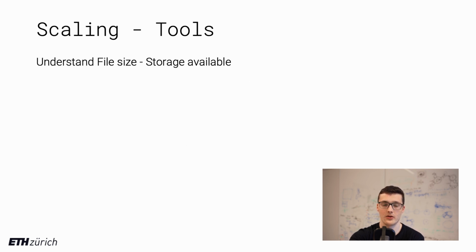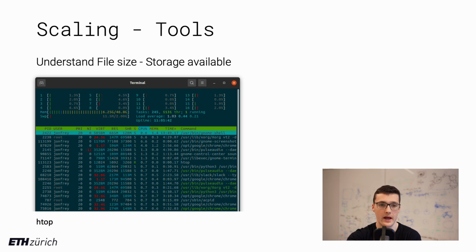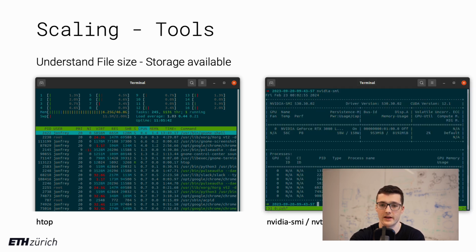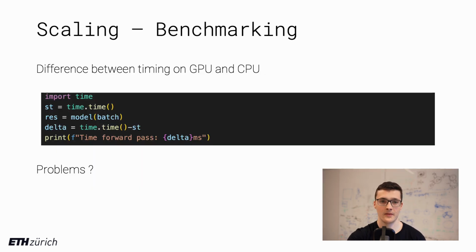So a little bit about the tools that you can use to understand those scaling problems. One tool is to just understand your file sizes and storage. Then you can use something like HTOP to monitor your CPU usage, but also tools like NVIDIA SMI or NVTOP show you your GPU utilization or your VRAM usage. They are good indicators if your GPU is running at the full rate it can.